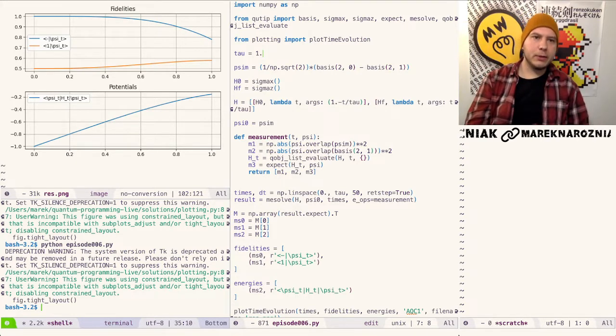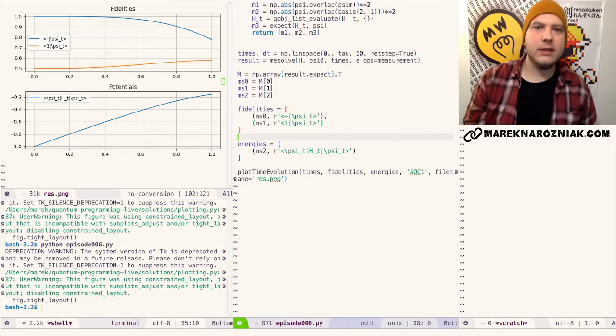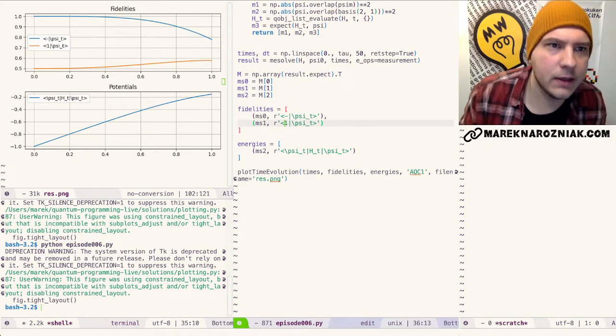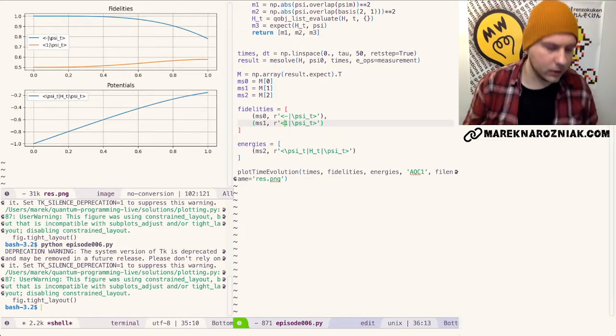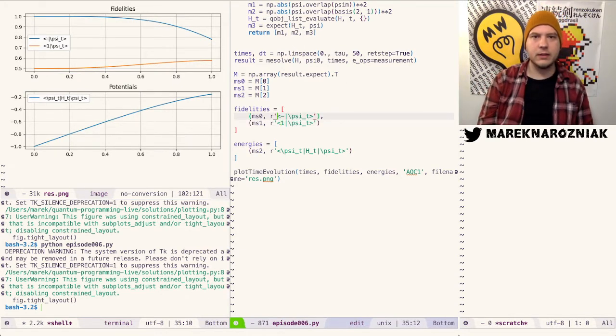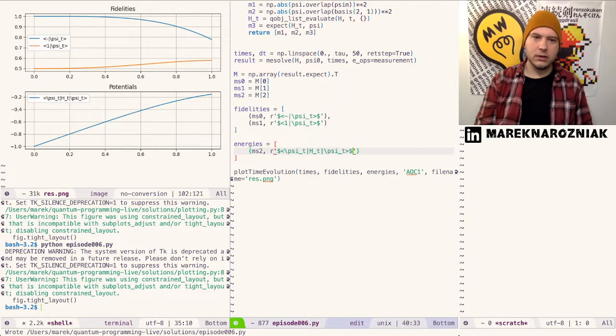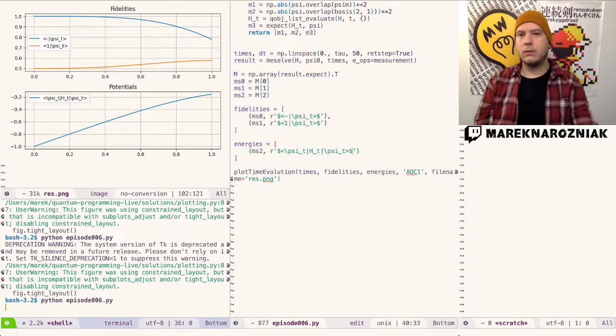Oh, the LaTeX is broken. Why is the LaTeX broken? It's fine. Oh, I forgot the dollar signs. That's why I felt it's odd. Terribly sorry for this, guys. I deserve a punishment, I guess. No beer for 1 week. That's severe.